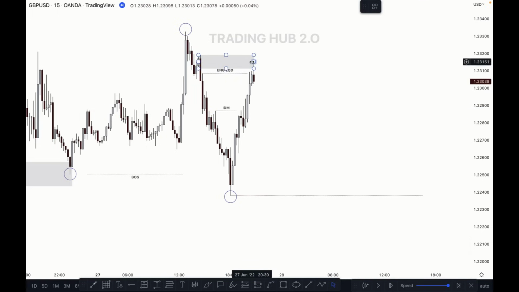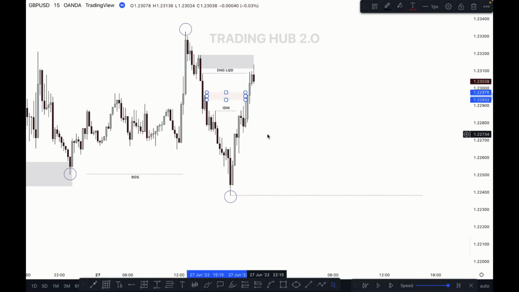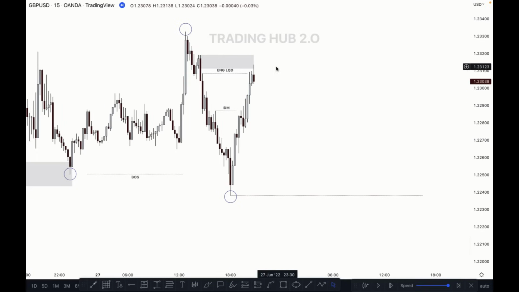Correct. So once the market mitigates this engineering liquidity here, and if the market did not tap the engineering liquidity but takes out the inducement and mitigates something here, probably showing some reaction, then the same rule will be applied. Let's see how the market reacts here when it mitigates any supply zone. So let's switch to the lower time frame.